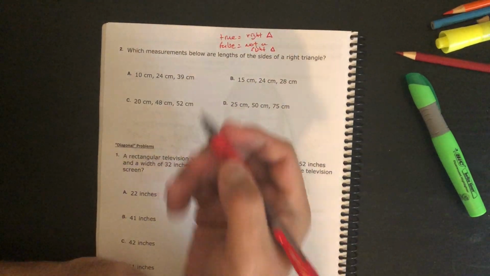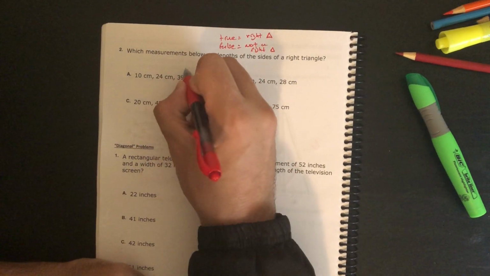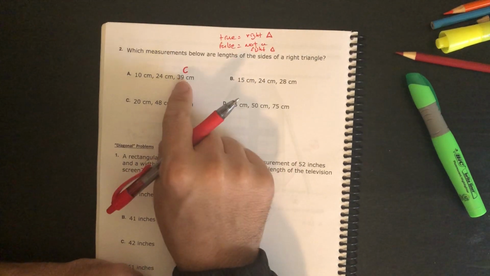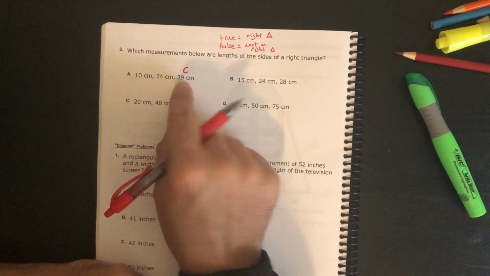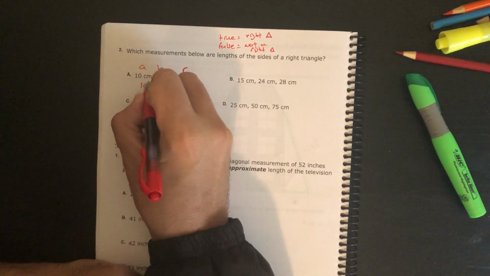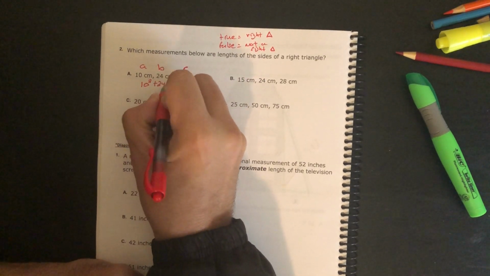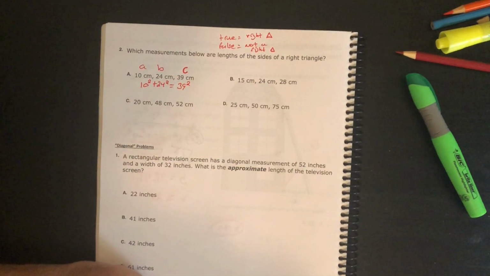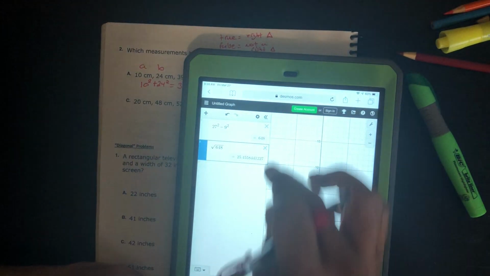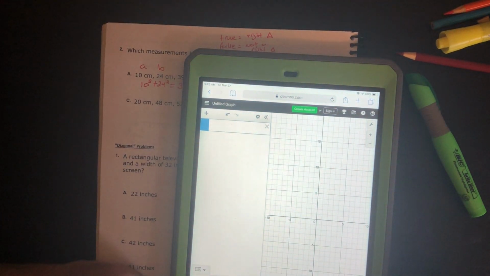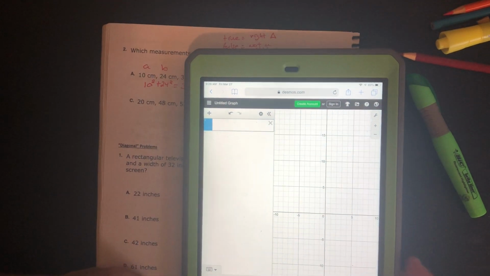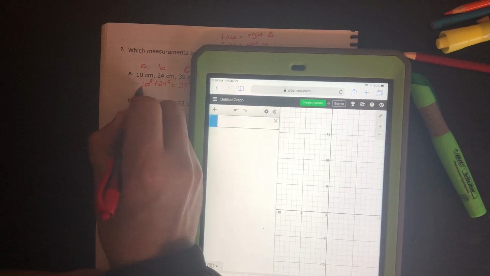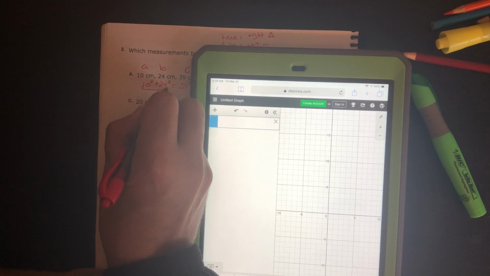Okay? So let's start with number one. Clearly, I know that C is my hypotenuse, which is 39 because that's the largest side. The other two are A and B. So if I plug it into my theorem, 10 squared plus 24 squared equals 39 squared. Now, once again, I'm going to go back to my calculator, which is Desmos, and the first thing I need to do is figure out what 10 squared plus 24 squared is.